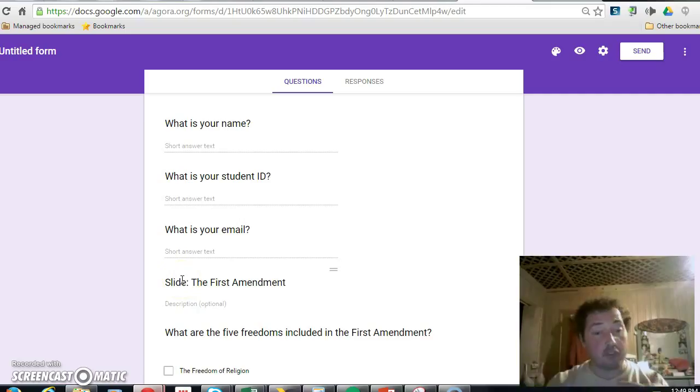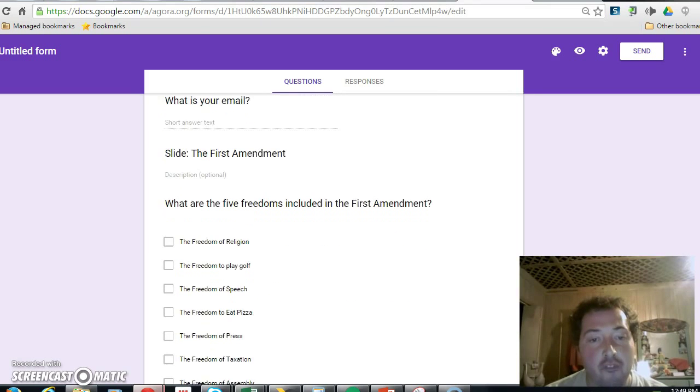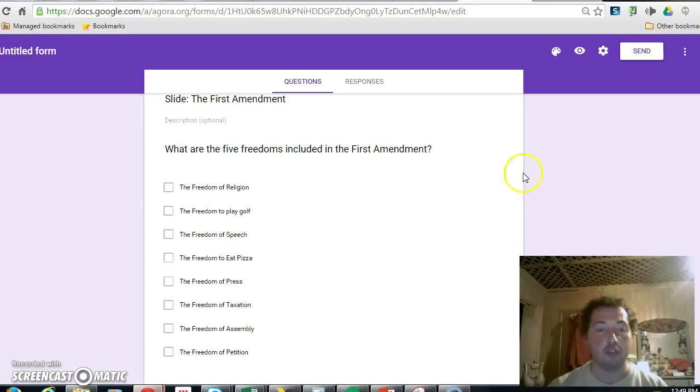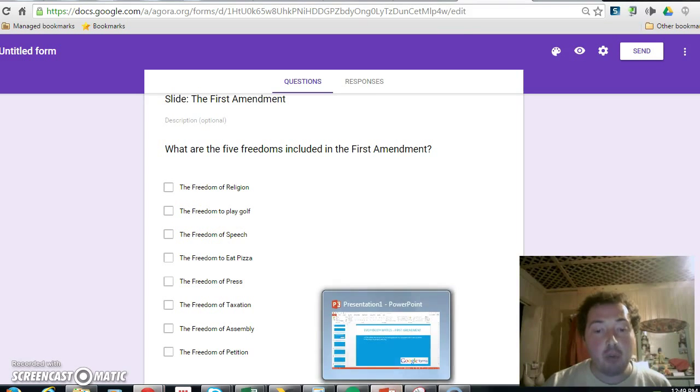It just says slide, First Amendment. So this is the slide where this question is going to come in. And the question is, what are the 5 freedoms included in the First Amendment? And the student can go through and check off those 5 freedoms. But when do they answer that? Well, that would be here.